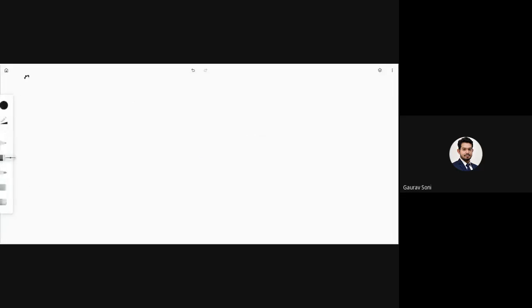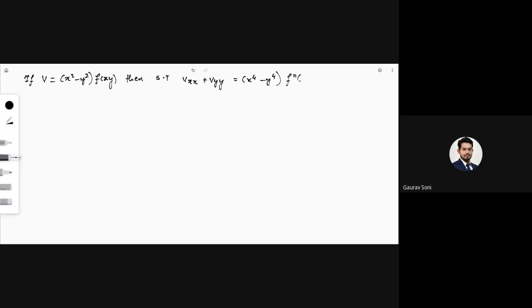If v is equal to x square minus y square f of xy, then show that vxx plus vyy is equal to x raised to 4 minus y raised to 4 times f double dash of xy.